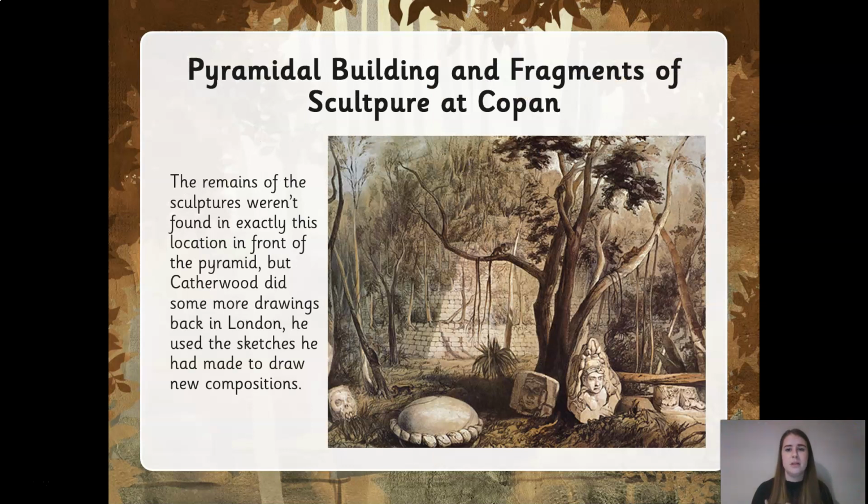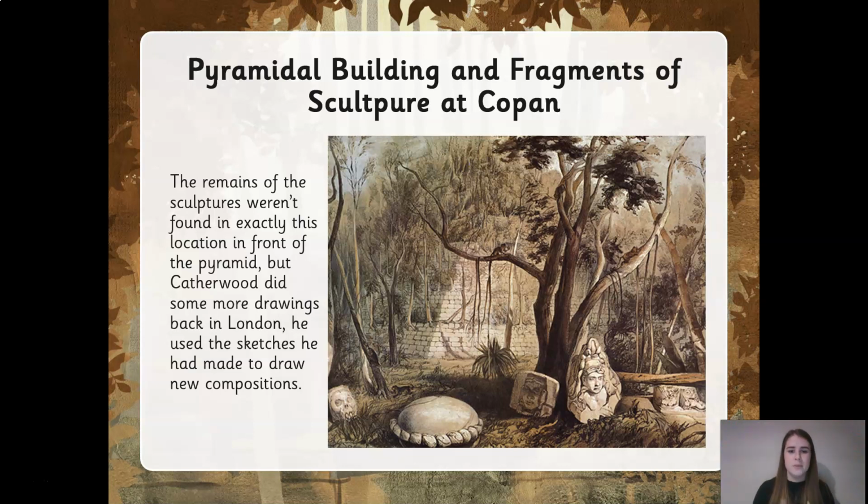Now, we've got the different buildings and fragments, okay, from the sculptures and buildings and temples that were found in Copan. Now, the remains of these sculptures weren't exactly found in this specific location, okay? But Catherwood did some drawings of them when he went back to London and used the sketches to draw new compositions. So he'd almost gone back and drawn those from memory.